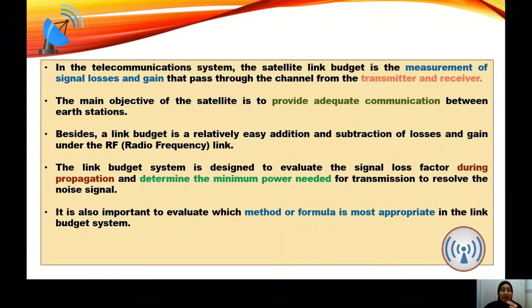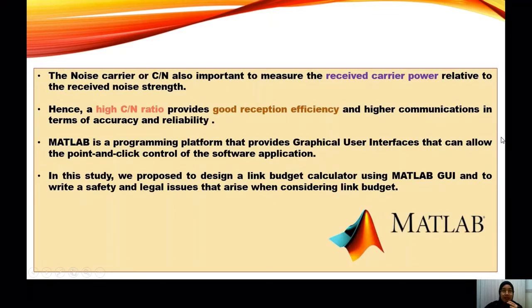Besides, the radio frequency satellite consists of two types of communication, which are uplink and also downlink. Uplink communication is a process of transmitting the information from the Earth station to the satellite, while downlink is the process of receiving the processed information from the satellite to the Earth station.